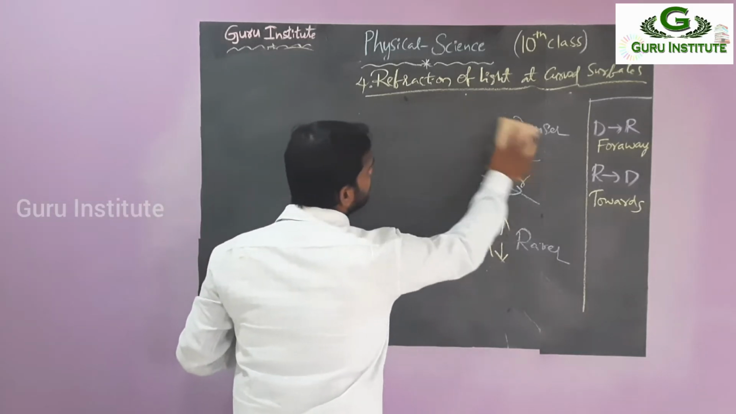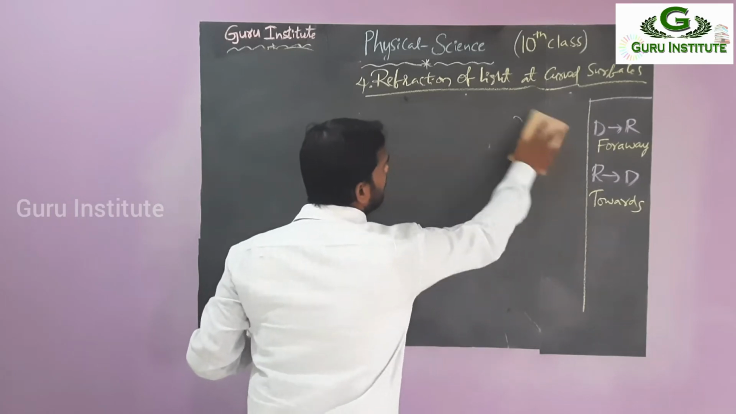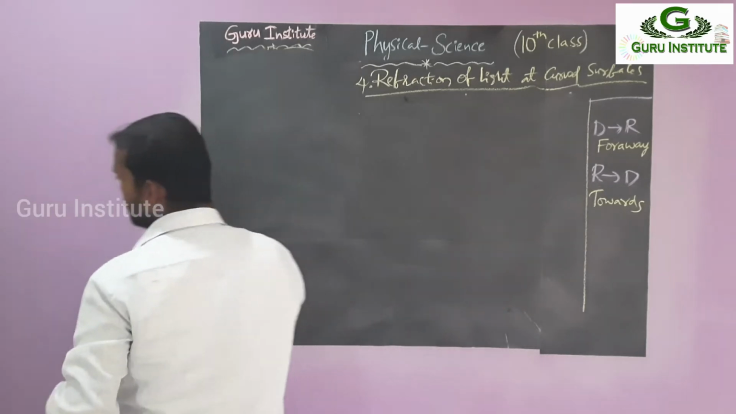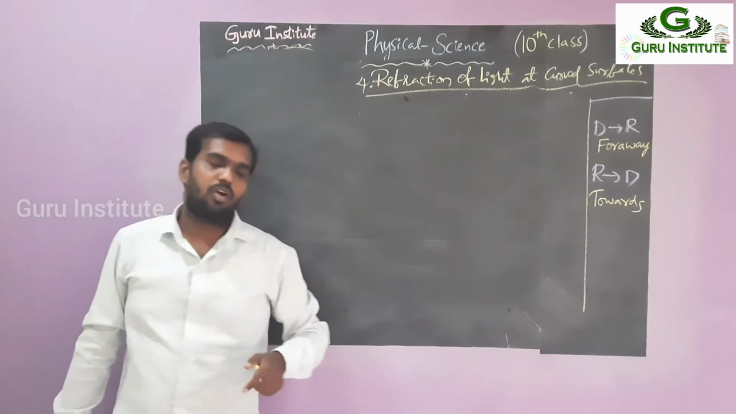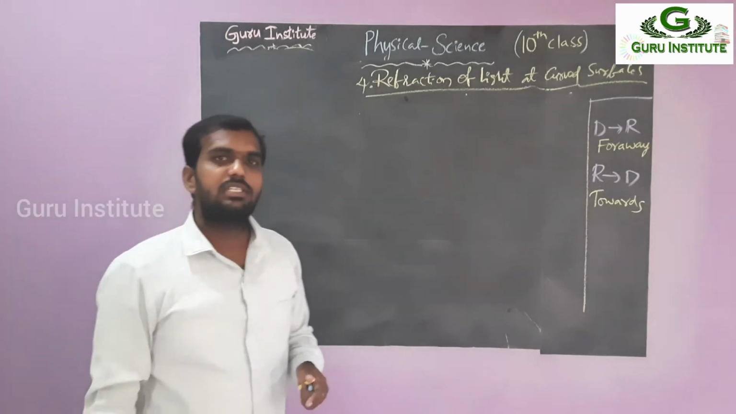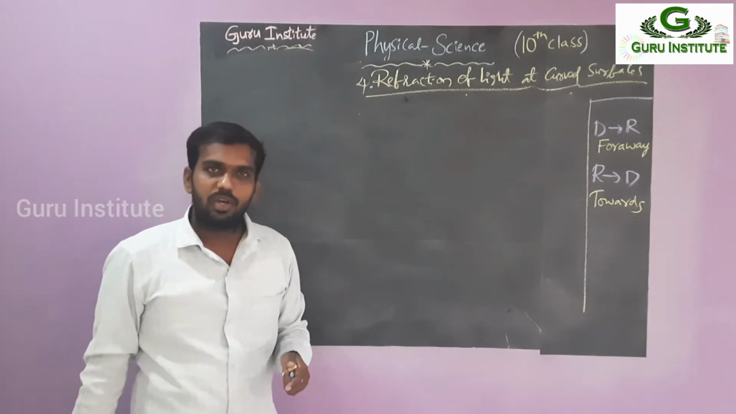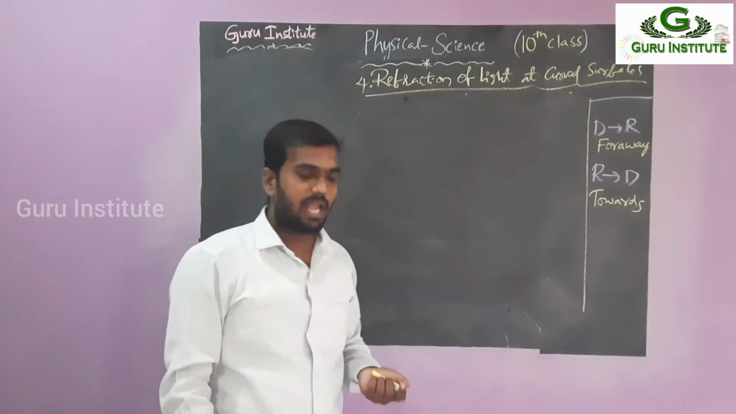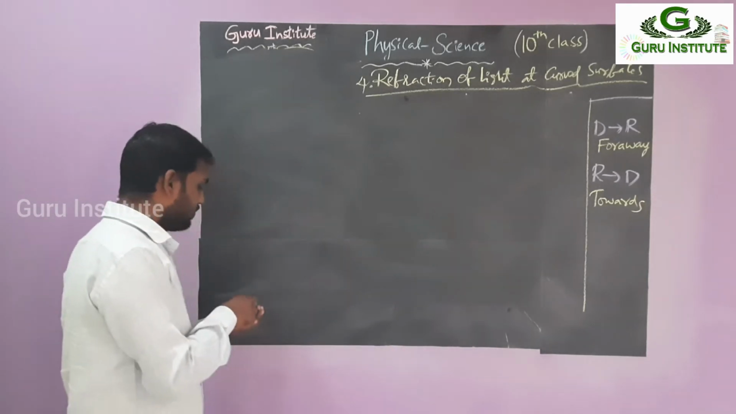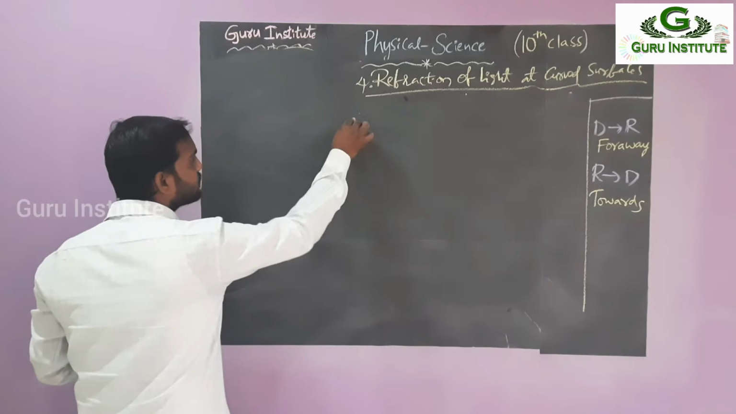In the last class we have seen the types of lenses. How many types of lenses are there? Five lenses are there. What are the five lenses? Convex lens, concave lens, next, bifocal lens, plano-convex lens, plano-concave lens. So first of all we have to see the types of lenses.